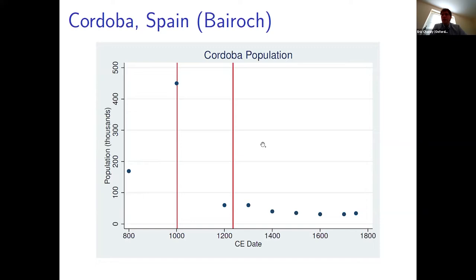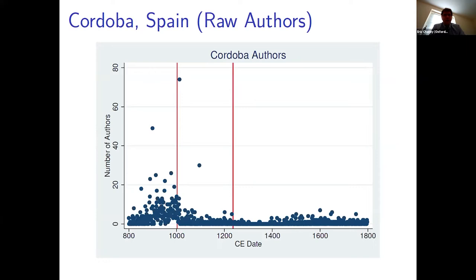Okay, so now I'm going to show you two graphs. I'm going to show you the number of authors that are dying in Córdoba, and then I'm going to show you the smoothed value of that quantity. So here are the number of authors, and I'll talk about where these come from in a few minutes, that are dying in Córdoba from both Islamic sources and this union of all the catalogs. On the y-axis, I have the number of authors dying by year, and on the x-axis, I have the date in which they died. And then the two vertical lines are the same as before.